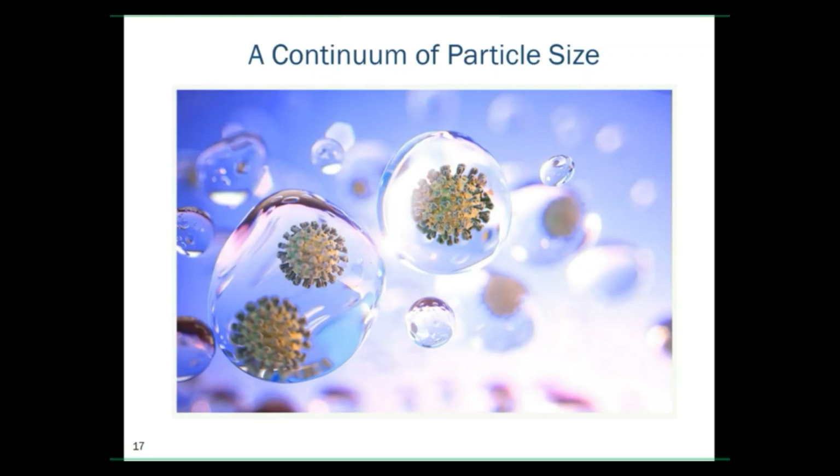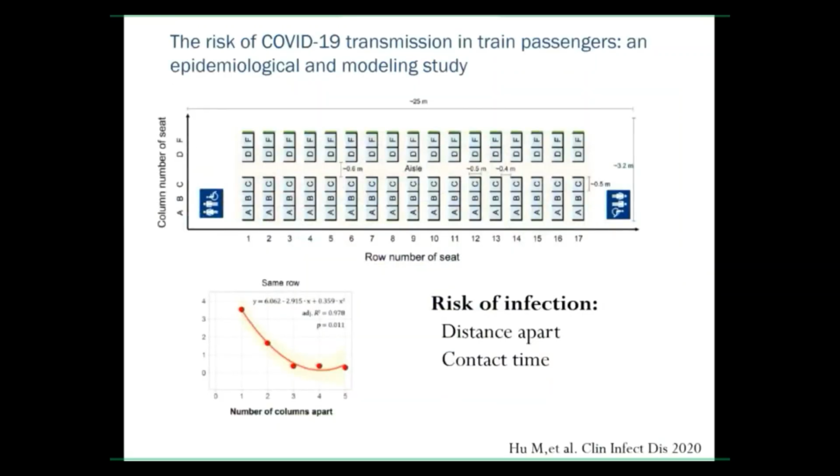So it appears that there's a continuum of size, and the particle size changes with time. Now, this is one of the best epidemiological studies, and this study supports the concept of droplet spread. So what they did, these were people who were infected on a high-speed train. The train had closed windows and recirculating air. They knew where every passenger was sitting on this train. They then did intensive contact tracing.